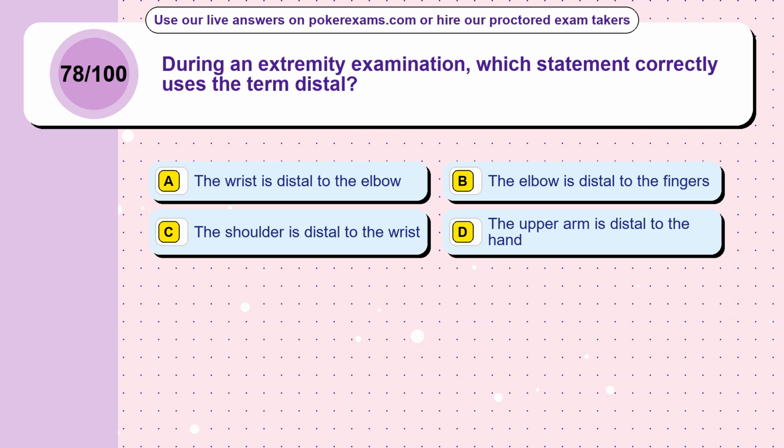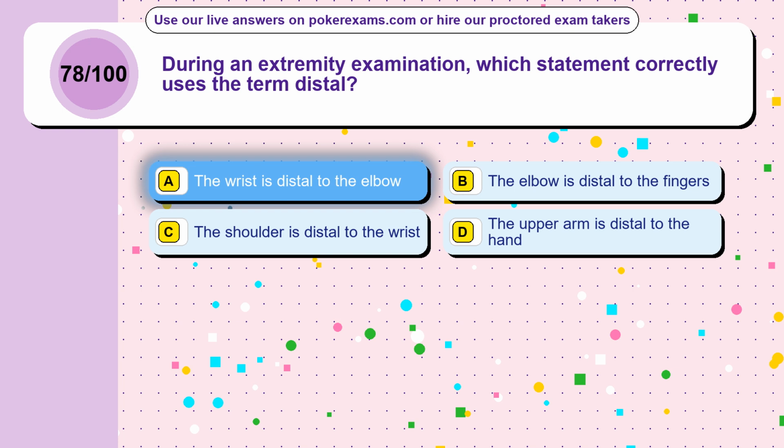Question 78. During an extremity examination, which statement correctly uses the term distal? Option A. The wrist is distal to the elbow. Option B. The elbow is distal to the fingers. Option C. The shoulder is distal to the wrist. Option D. The upper arm is distal to the hand. The correct answer is option A.